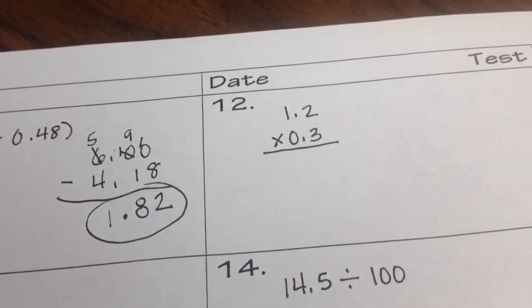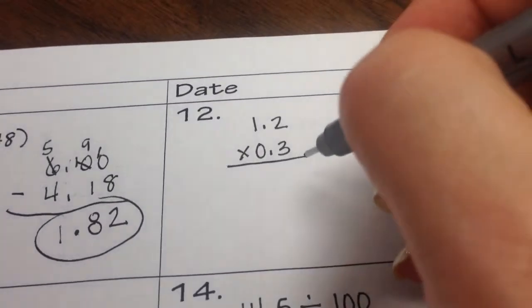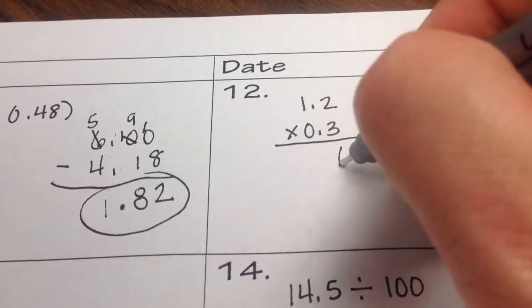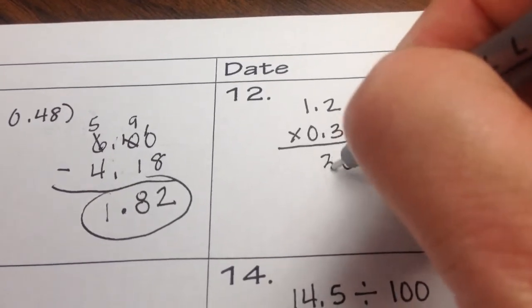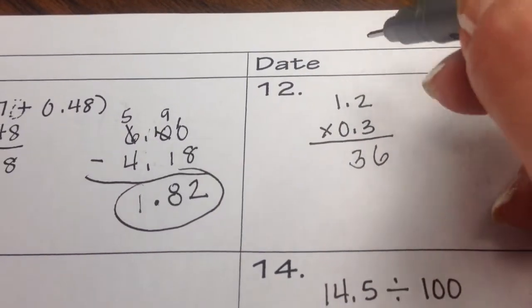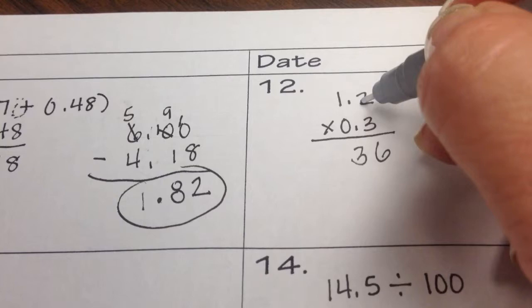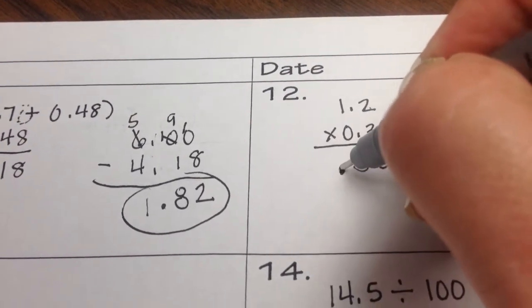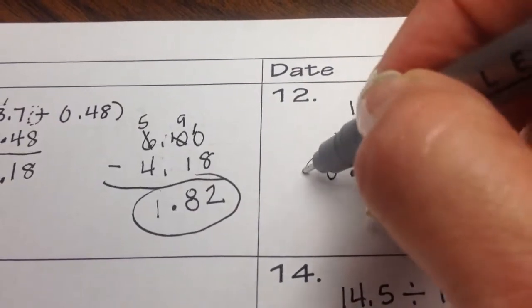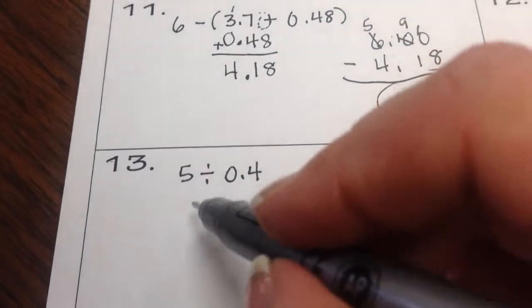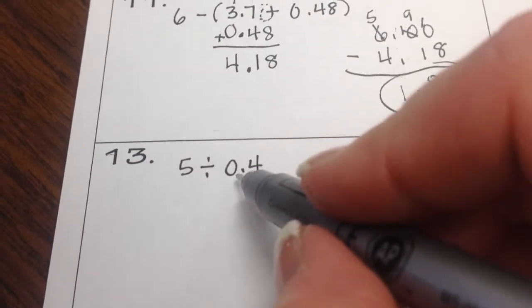All right, now here we have multiplication. So I'm just going to set it up like this. Multiply here. That's 6. And that's 3. And I'm done. I don't have to do the zeros because that would be all zeros, right? But I need to count how many decimal places I have. 1, 2. So my decimal has to be here. I can put a 0 in front if I want. 0.36.